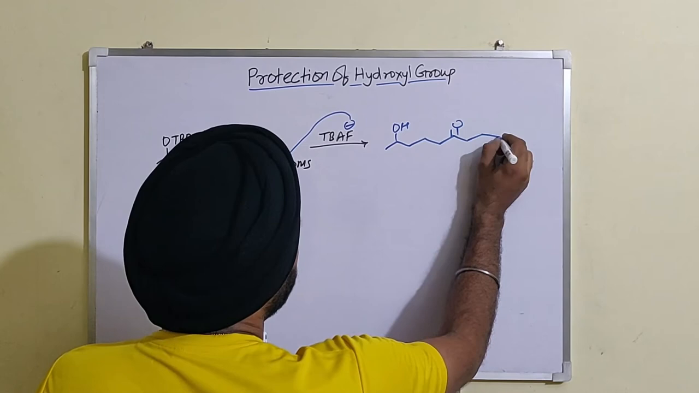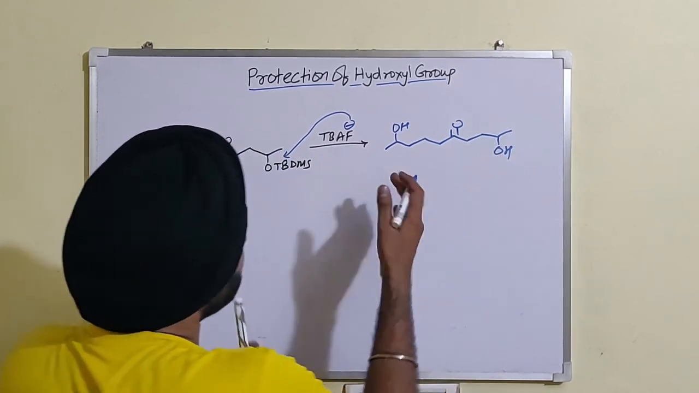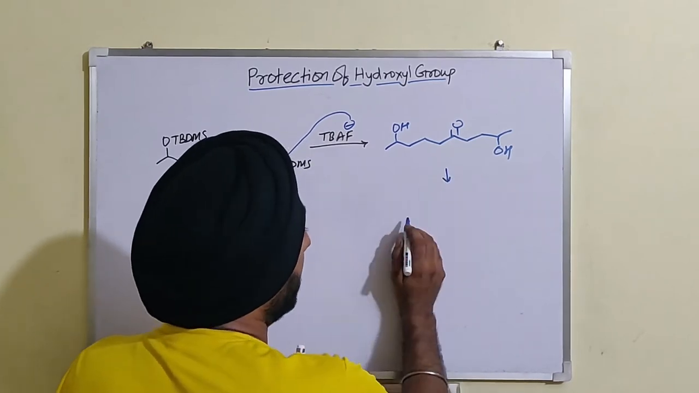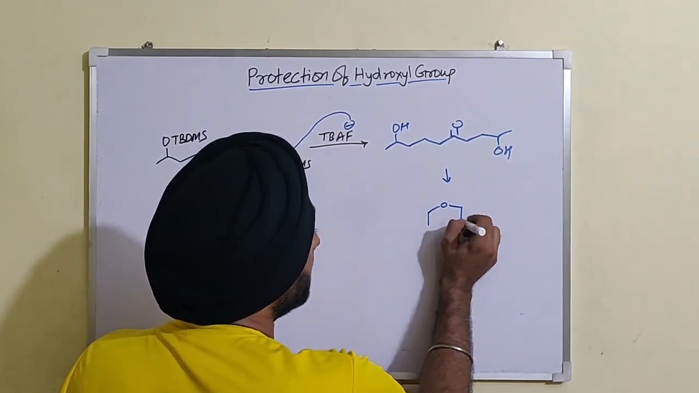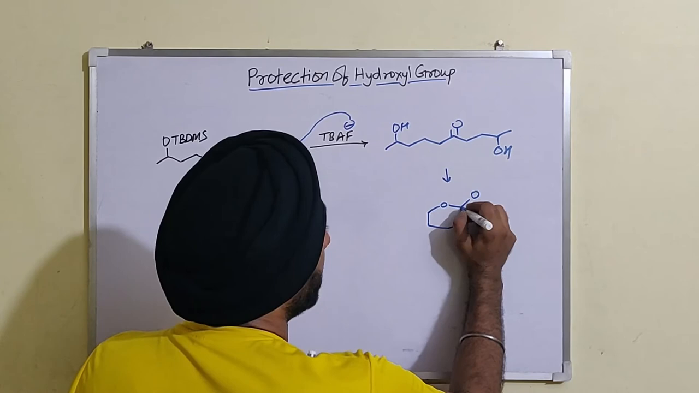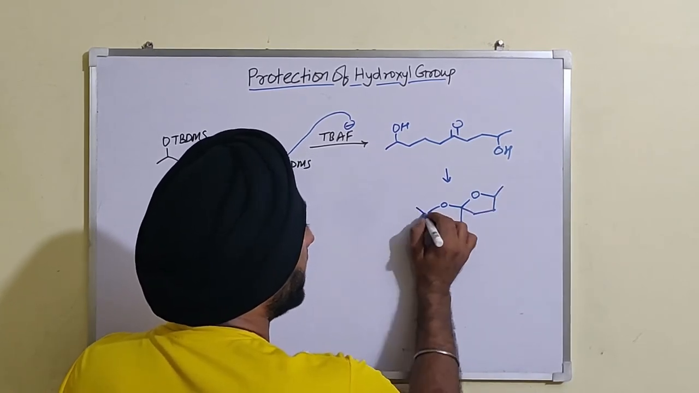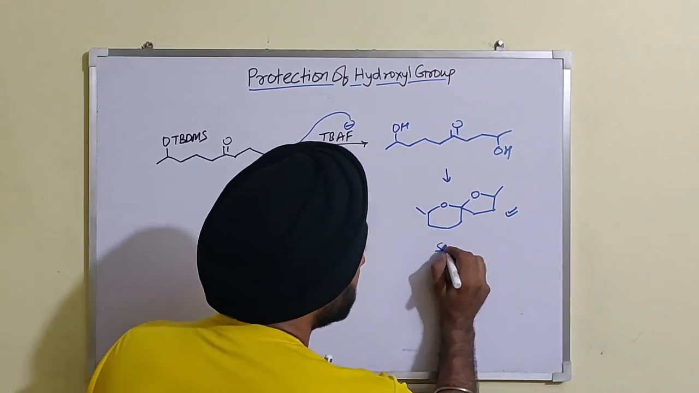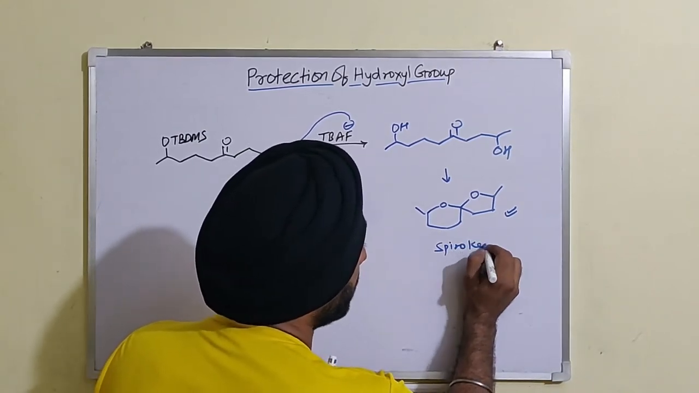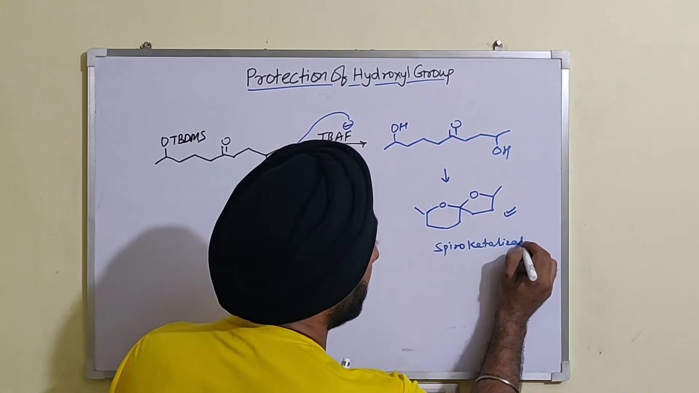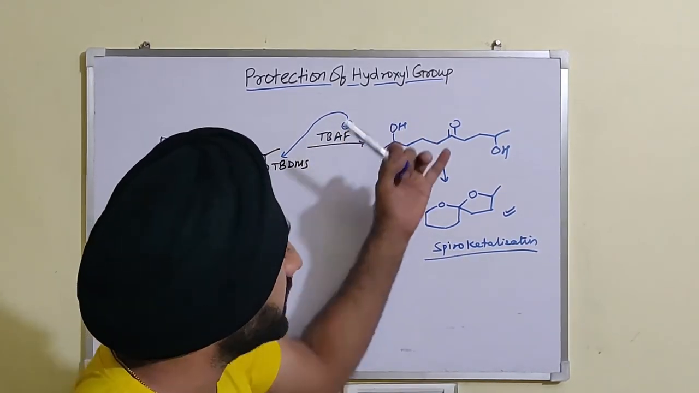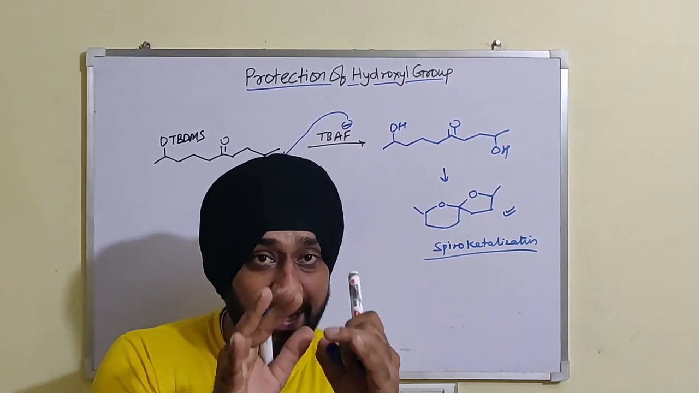But I said this is what we should get, yet instead of this one, what we end up getting is this. This is the product that we end up getting for this reaction. So this is the correct answer. This is called spiroketalization, and it is very, very important, because I feel it is high time that such questions are going to be asked in the NET exam.